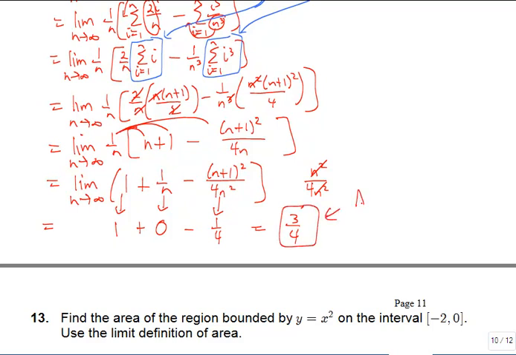So that is the area under y equals 2x minus x cubed over the interval 0 to 1. That's the exact area.